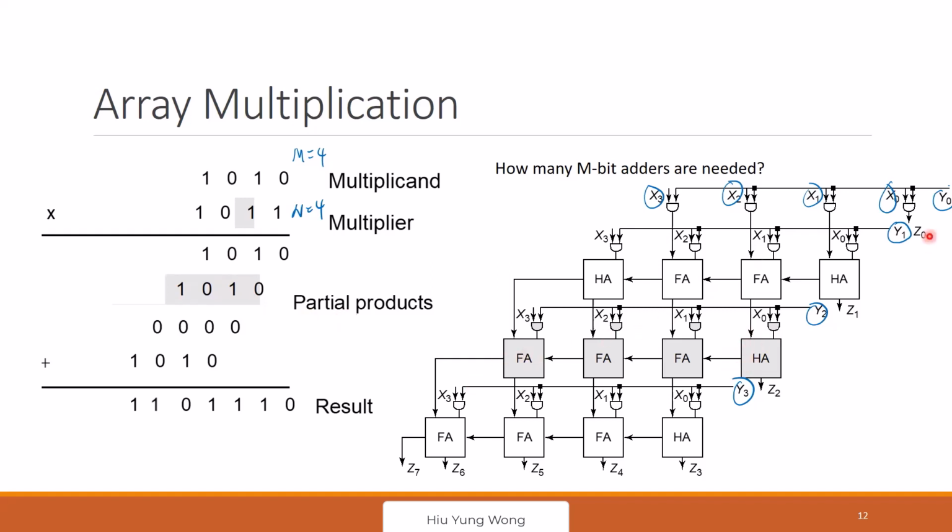And your output will be C0, C1, C2, all the way to C7. Again, this is n plus n, in this case, equal to 8, right? From 0 to 7, you have 8 bits. So this is the simplest n-bit multiplier. The easiest one, right? It's like what we do for multiplication. Any questions?